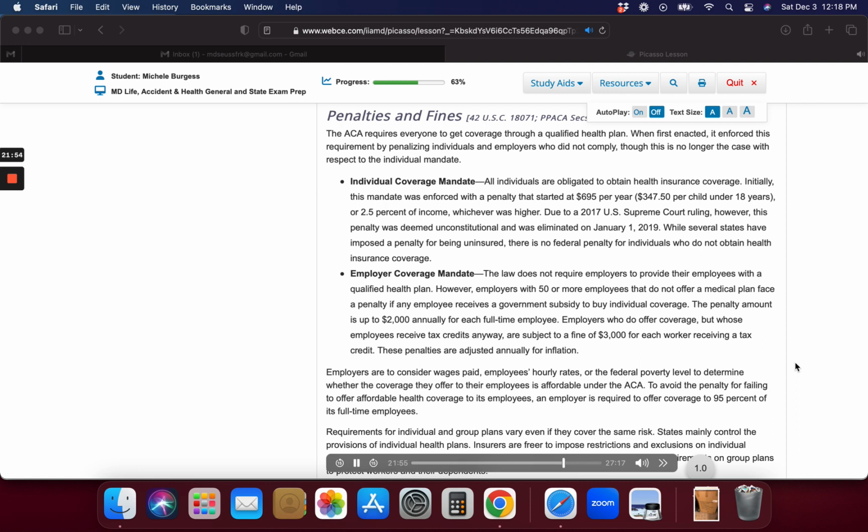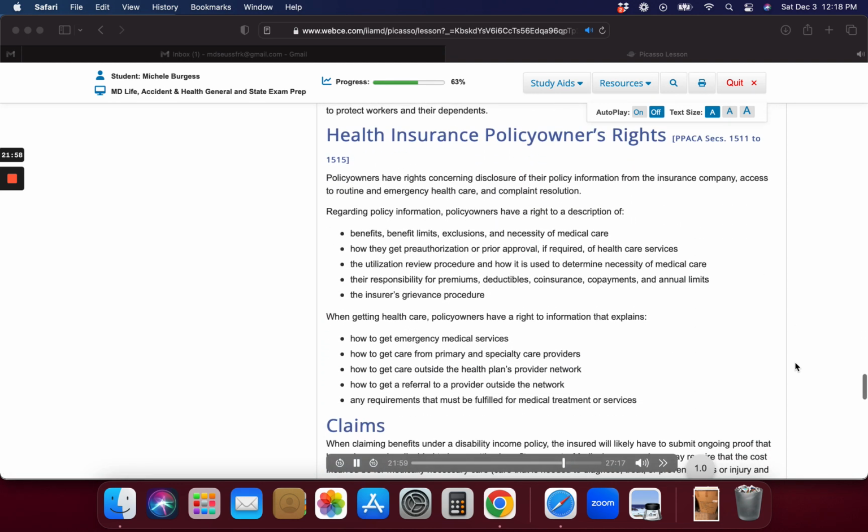Requirements for individual and group plans vary even if they cover the same risk. States mainly control the provisions of individual health plans. Insurers are freer to impose restrictions and exclusions on individual policies than they are with group policies. But the federal government has imposed requirements on group plans to protect workers and their dependents.